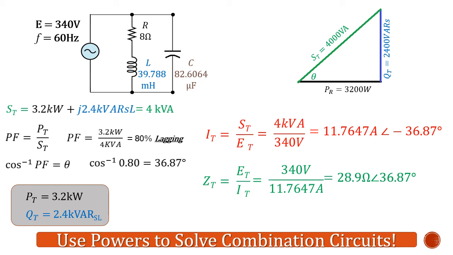When it comes to combination circuits, it's almost like we're working backwards from a series circuit. In a series circuit, we found our impedance, we used that to find our current, and then we used our current to find our powers. In a combination circuit, we started off by finding all our powers. Then once we found all our powers, we were able to find our total power, and from our total power we got our total current. Then once we had our total current, we were able to find our total circuit impedance. So it's sort of like working backwards.